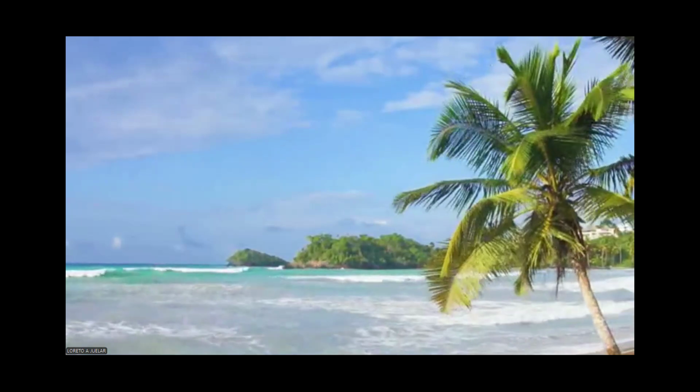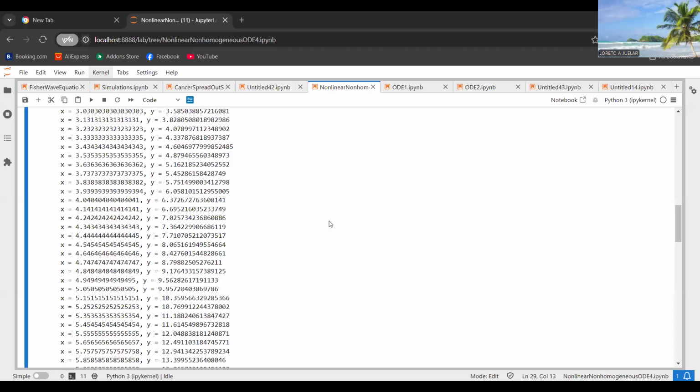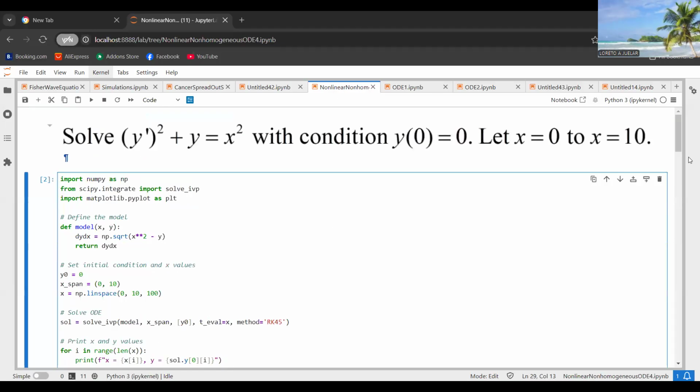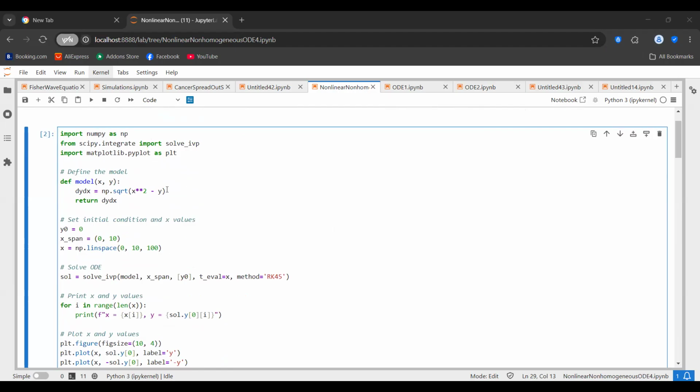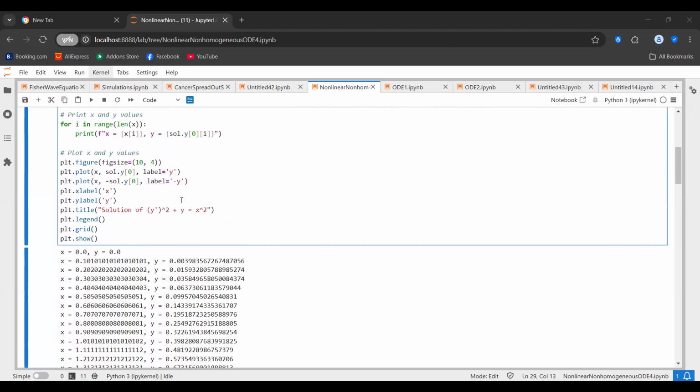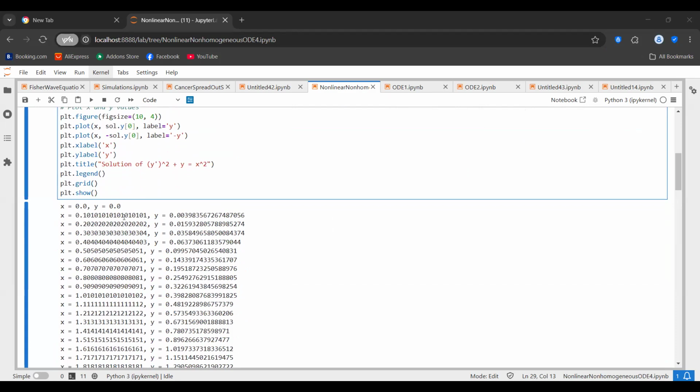So by using the Jupyter Lab here, let us solve the square of y prime plus y equal to x squared with the condition y of 0 equal to 0. So let x be from 0 to 10 here. So by using the Jupyter Lab here, we have the code, then we have the solution of x and y here.